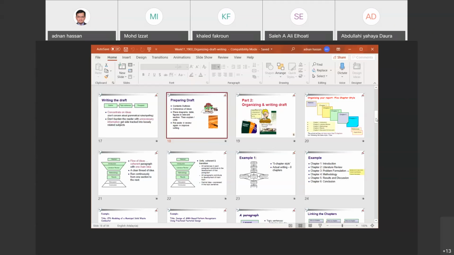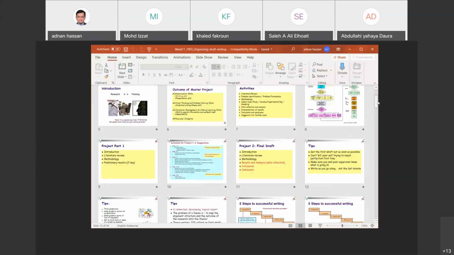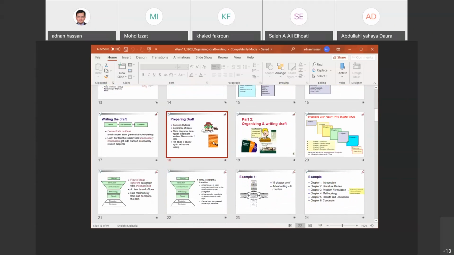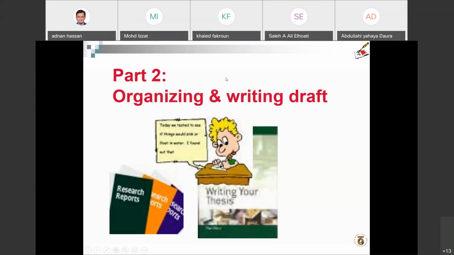Okay, I was here and then I want to be here. Now, how do we organize? You see now my slide, part 2, organizing and writing the draft.